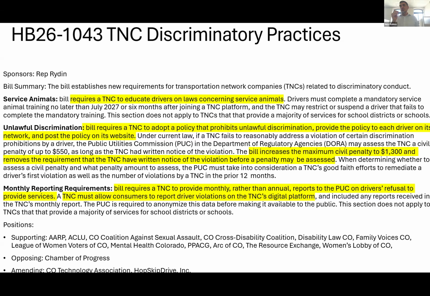Also, it would require monthly reporting as opposed to annual reporting, anytime it's reported that a driver refused to provide services. And sorry, I forgot to put the status of where these bills are, but all these bills have passed out of the first committee at least.